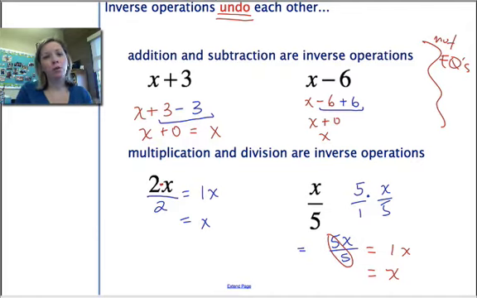So we need to know how to work with these inverse operations, so when we want to solve our equation, we can get whatever our variable is all by itself. That's our goal. We want to know what x equals. We got to get it by itself in the equation.